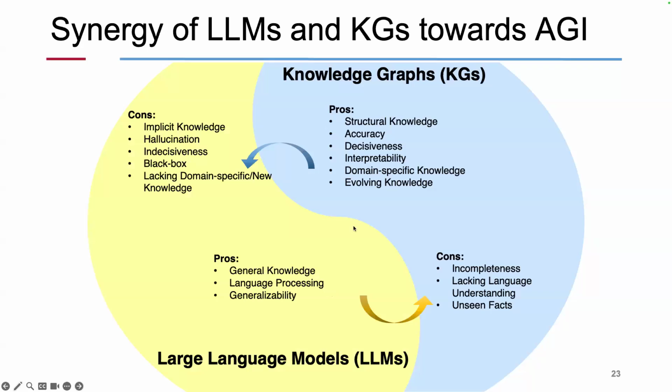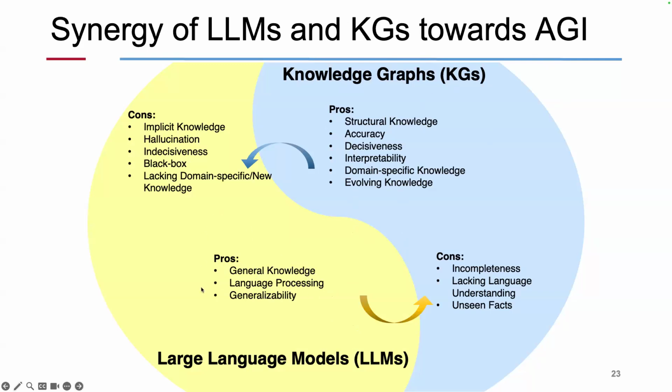So here we summarize the pros and cons of LLMs and knowledge graphs. Our position is that we may need to combine the two parts, LLMs and KGs, which may help us to further progress towards AGI. We know that large language models have a lot of general knowledge and very strong language processing capability, and can be generalized to many domains, right?